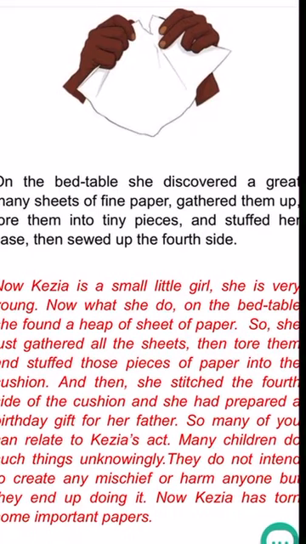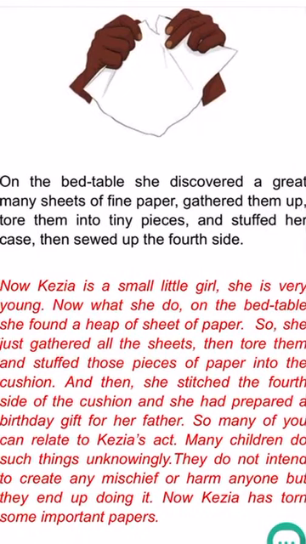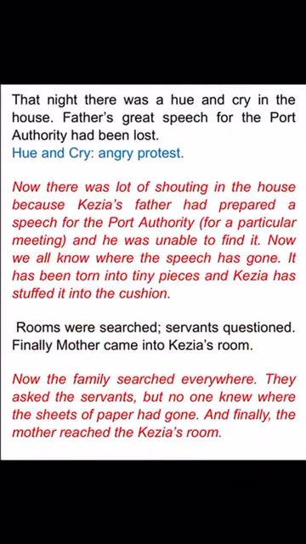So many of you can relate to Kezia's act. Many children do such things unknowingly. They do not intend to create any mischief or harm anyone, but they end up doing it. Now Kezia has torn some very important papers. That night there was a hue and cry in the house. Father's great speech for the Port Authority had been lost. Hue and cry means angry protest.